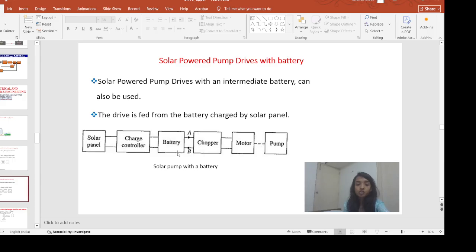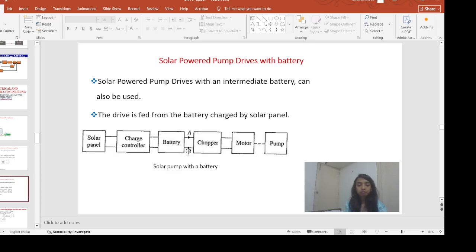Next component is my battery. So battery is there to store the electrical energy for use when my sunlight is not sufficient, for example during the night or the cloudy weather. So it will act as an energy reservoir in the system, and it will provide the steady power supply regardless of the solar panel output.